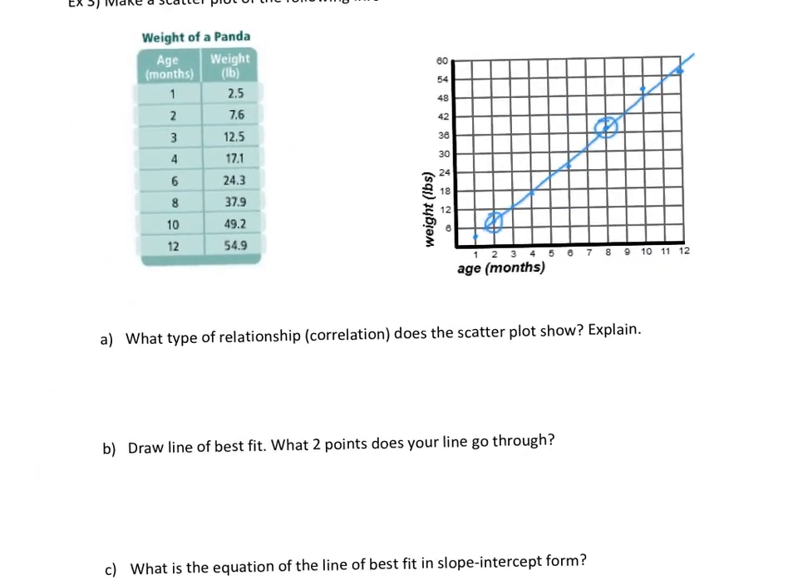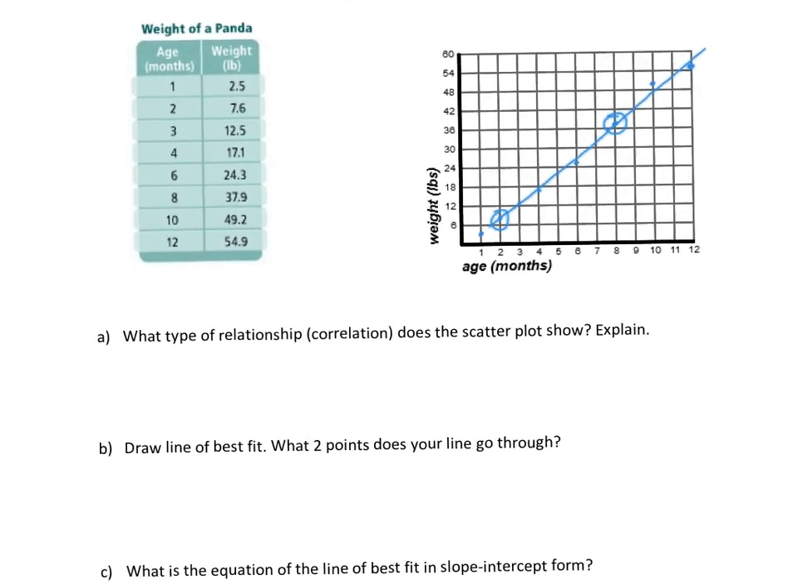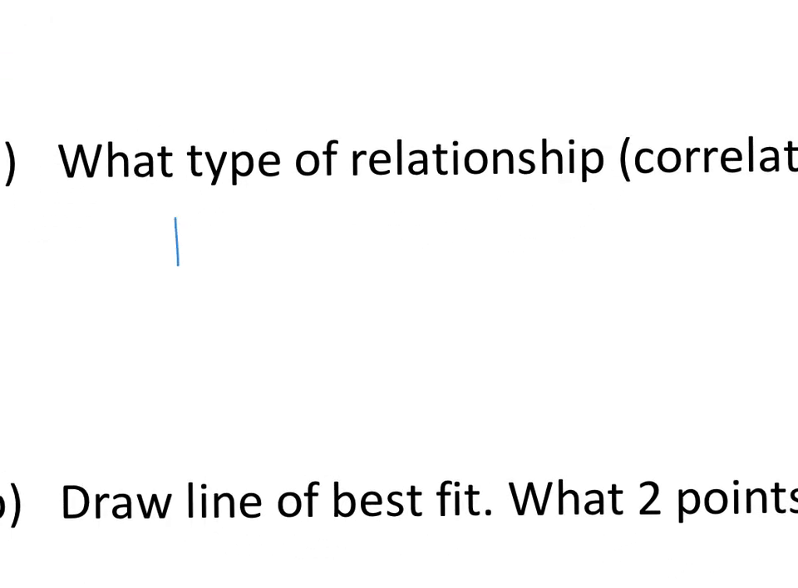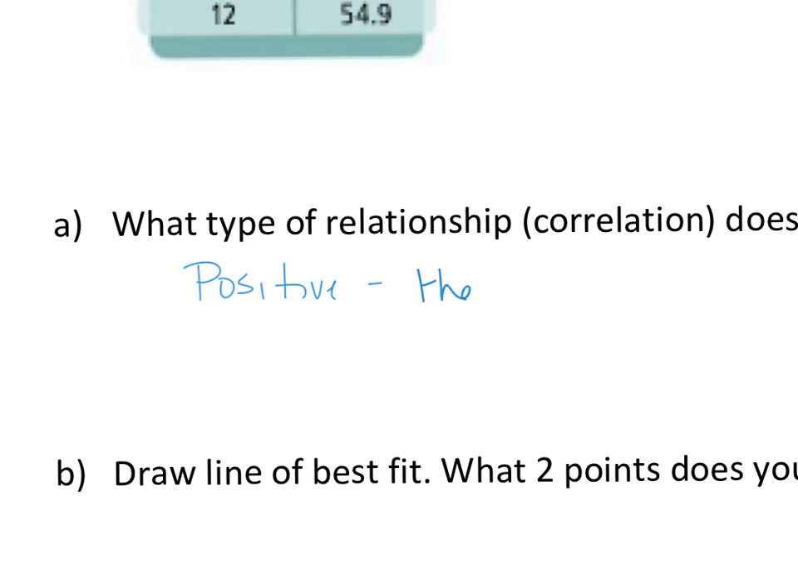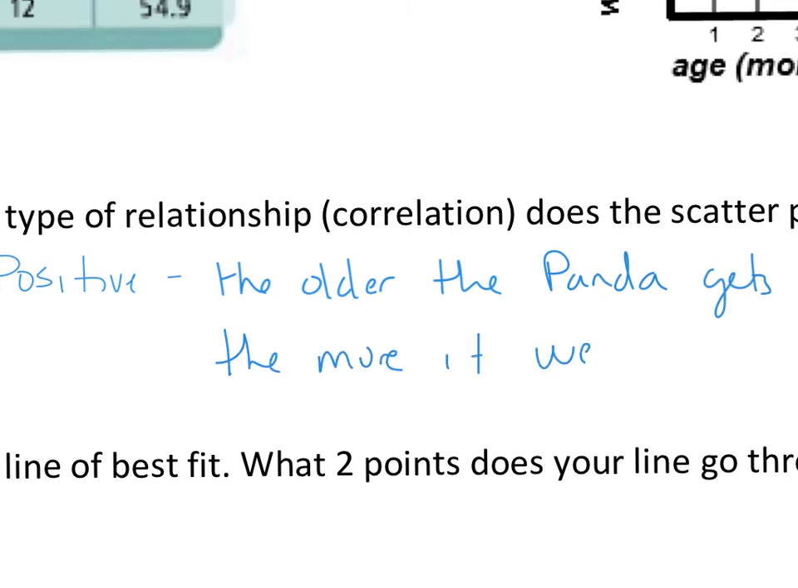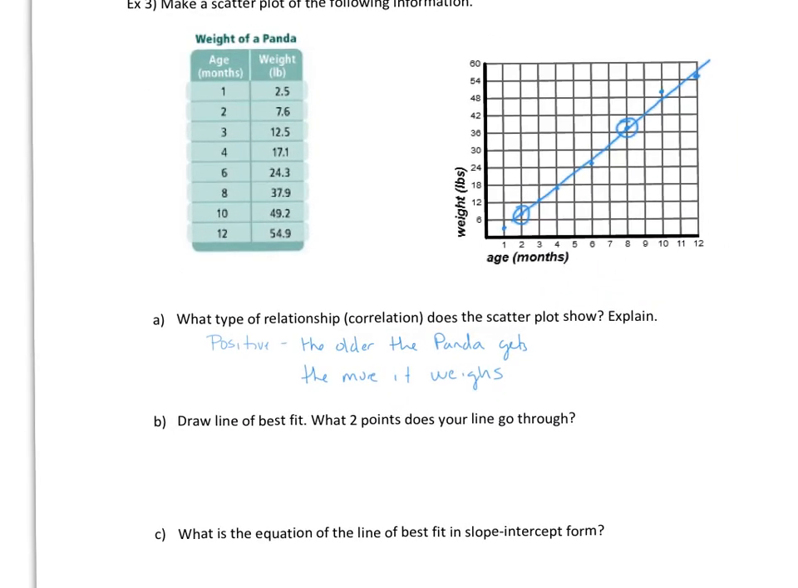So first off, what type of correlation? Well, this would be a positive correlation, okay? So you should have positive correlation here. The older the panda gets, the more it weighs. Again, as one goes up, the other goes up. Okay, all right, so now it says draw a line of fit.